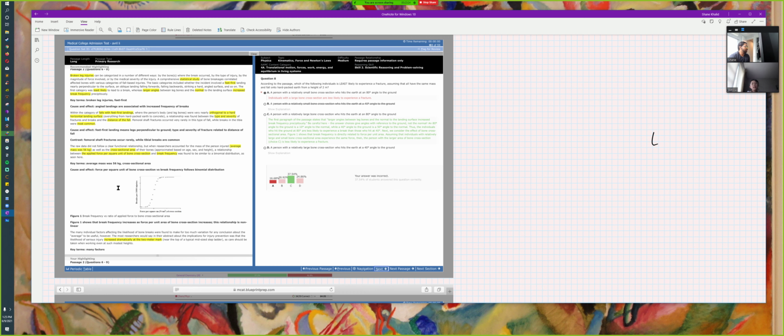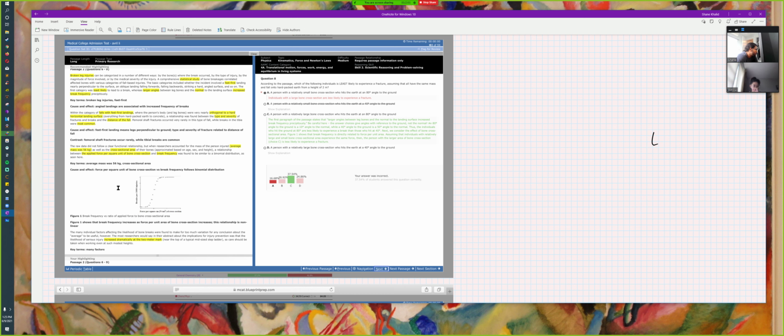Right, that makes sense. So based on the figure, because the figure is kind of saying the same thing, right? The x-axis is force per cross section area. So if the cross section area is larger, then the overall pressure will be lower, so there will be fewer breaks per injury.